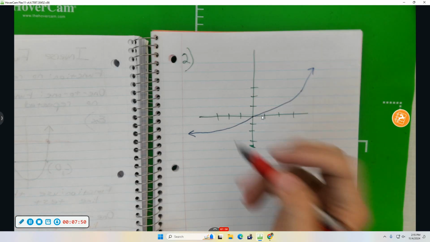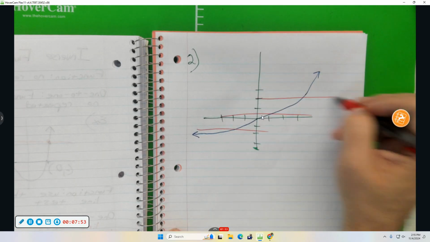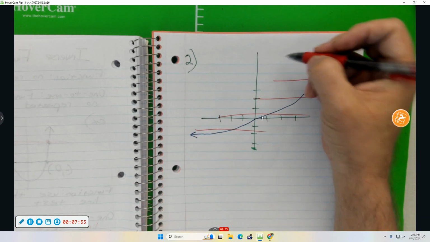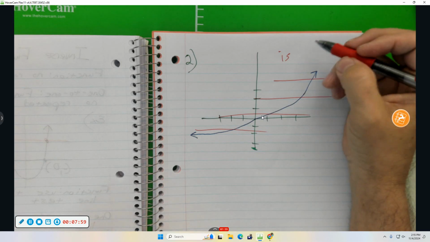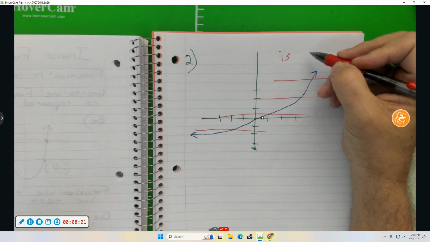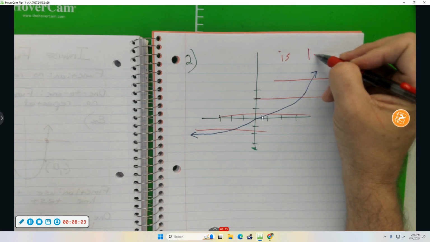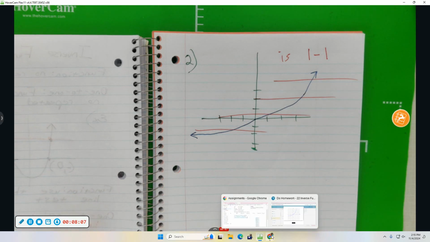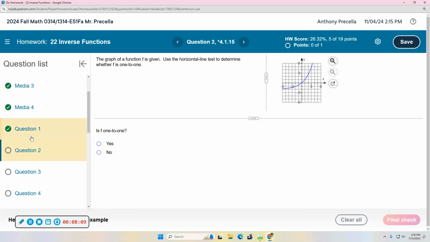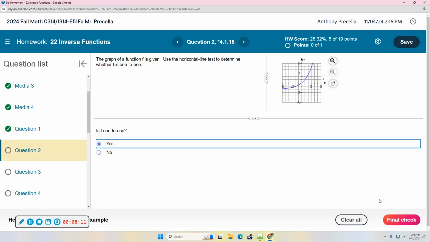Can a horizontal line hit it twice? No, so this thing is 1-to-1. Oh, and by the way, here's a shorthand notation for 1-to-1: 1-1. It is 1-to-1, and so once again, it is a yes answer.